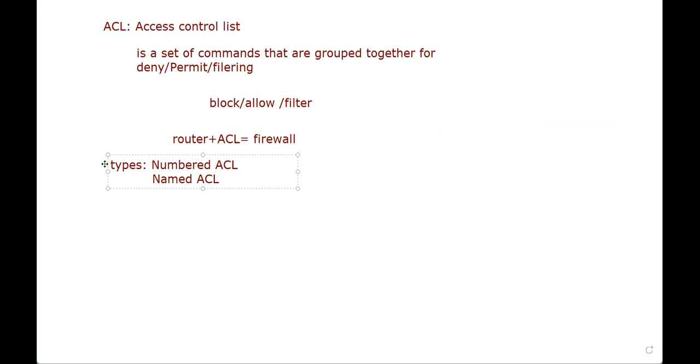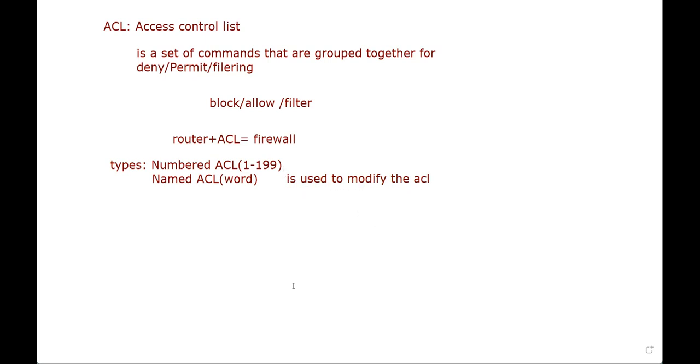Basically, for preventing unauthorized access from outsiders, we use numbered ACL. We have a number range from 1 to 199. In named ACL, we use any word to block the network, allow the network, or filter the network. But I just want to let you know that named ACL is used to modify the ACL. So most of the time, engineers use numbered ACL, and named ACL is used to modify the ACL.